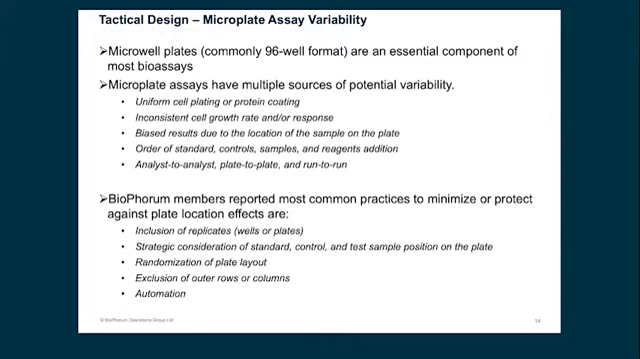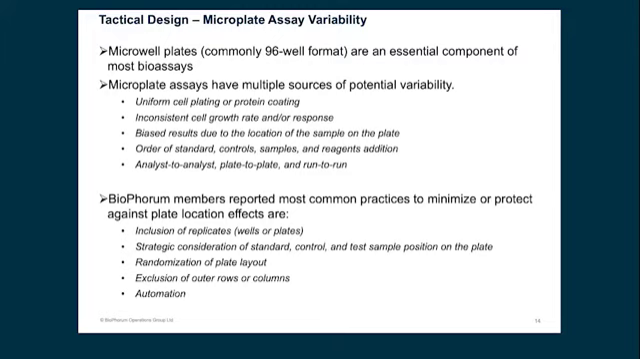There are multiple sources of potential variability in using microplate assays that can affect assay performance and thus the accuracy of results. These include uniform cell plating or protein coating, inconsistent growth rate and/or response, biased results due to the location of the sample on the plate, order of standard controls, samples and reagents addition, and variability from analyst to analyst, plate to plate, and run to run.